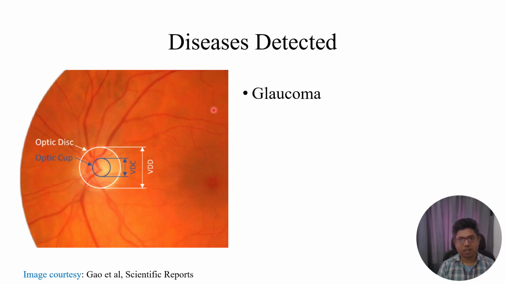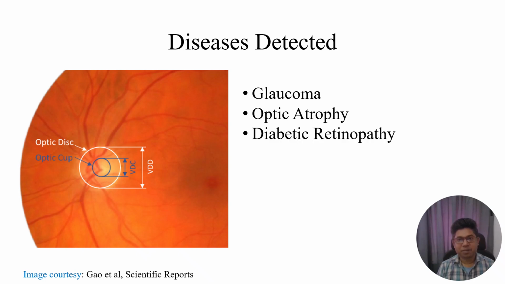For example, glaucoma. Glaucoma is a disease which is caused by increased intraocular pressure which damages the optic nerve. In this case, there is an enlargement of the optic cup, and the cup to disc ratio is increased. Then we have optic atrophy, which is degeneration of the optic nerve. And here your optic disc becomes pale in color.